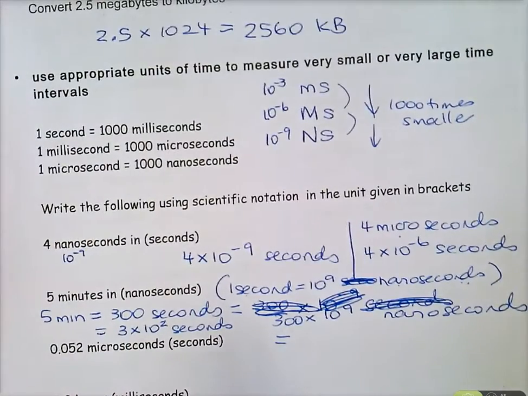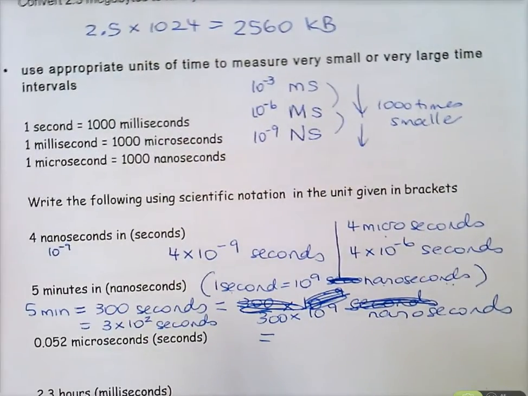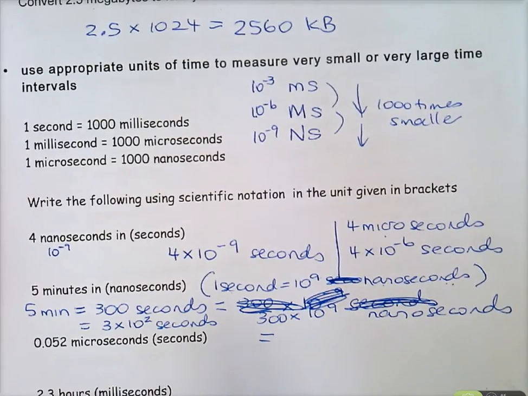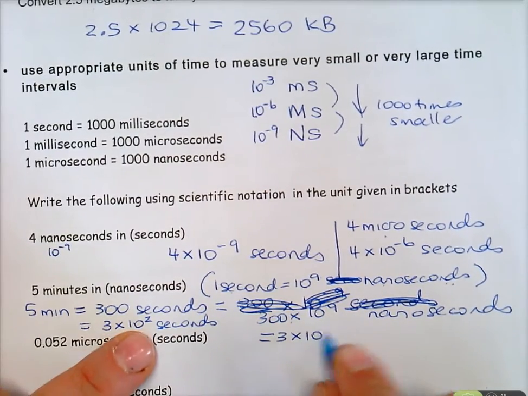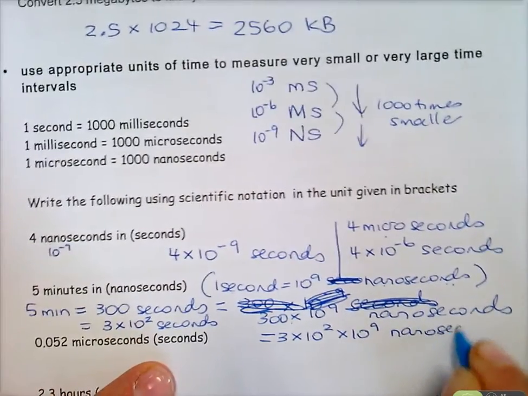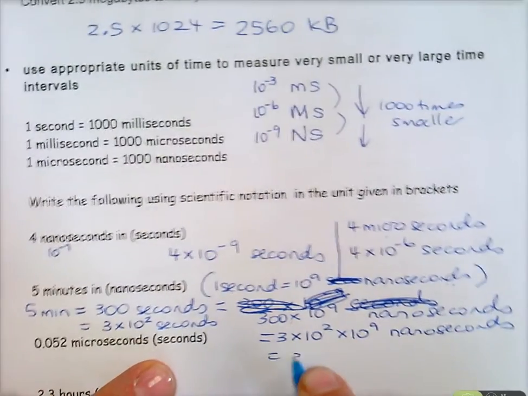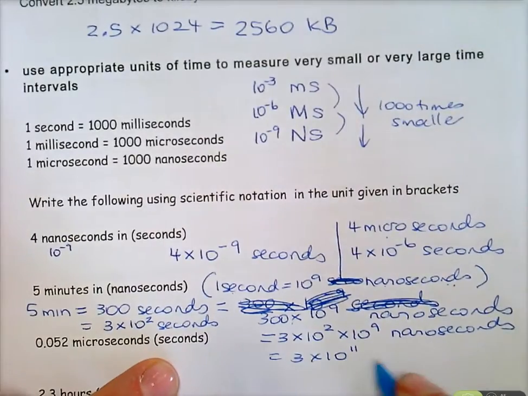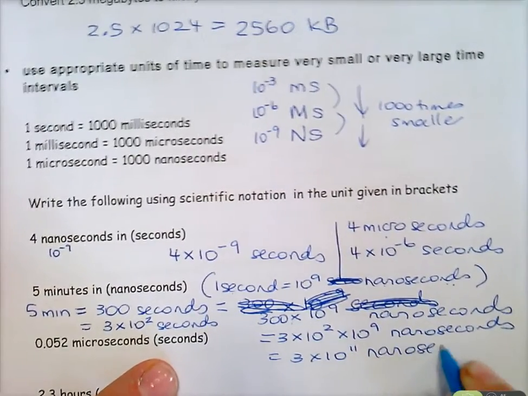Is that scientific notation? How do I change it? What should be there instead of the 300? Isn't that 3 times 10 squared times 10 to the 9? Yeah. 3 times 10 to the 11 nanoseconds.